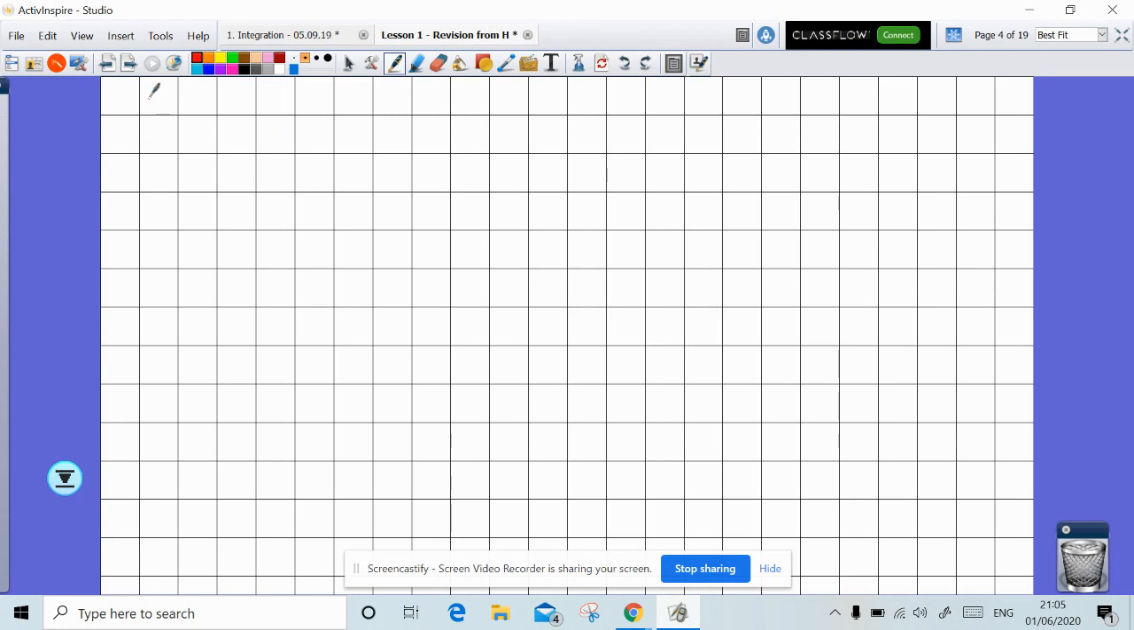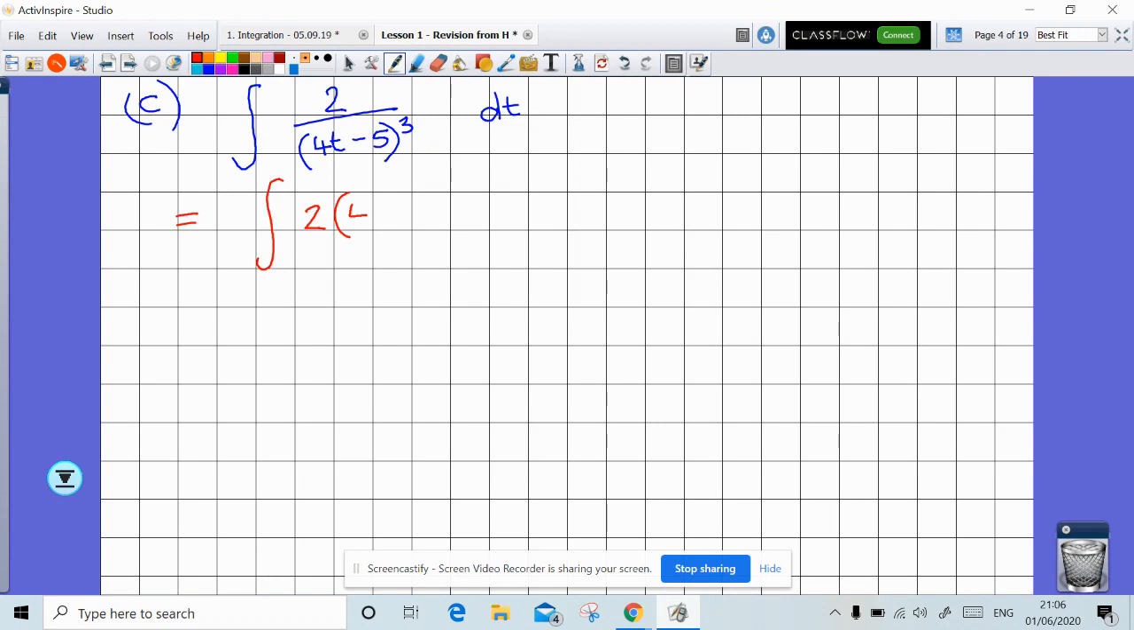Part C for your revision from higher. We've got the integral sign of 2 over bracket 4t take 5 close bracket cubed dt. Okay, so at the minute this is not ready for integration. What we need to do is to bring the bracket up to the top, the same as the previous example. We're going to change that 3 into a negative 3.